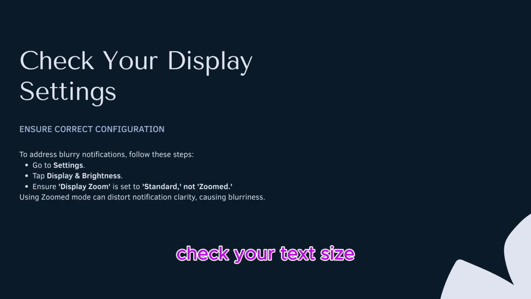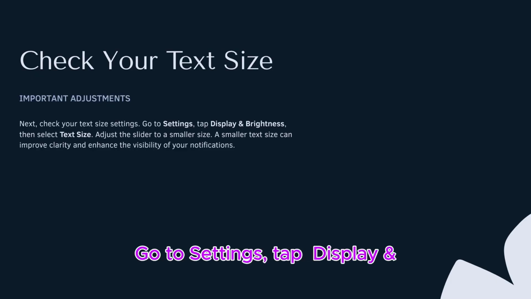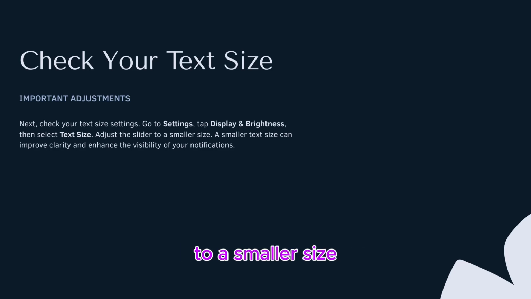Next, check your text size. Go to Settings, tap Display and Brightness, then Text Size. Adjust the slider to a smaller size.